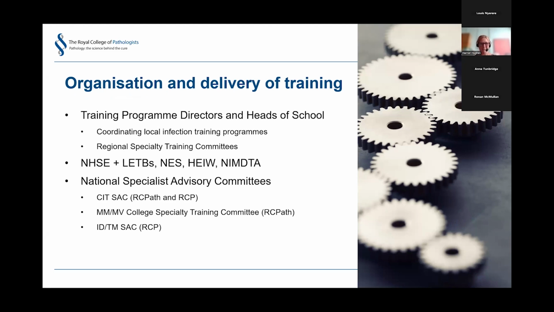So organisation and delivery of training, as you may have already realised through your career progression to date, has lots of different people involved, lots of different cogs in the wheel. So obviously with your local training programme for infection, there's your local TPD or TPDs and heads of school, and you will also have a regional specialty training committee that oversees that particular training programme.